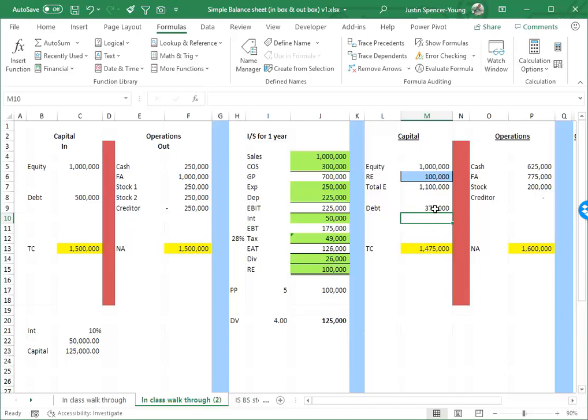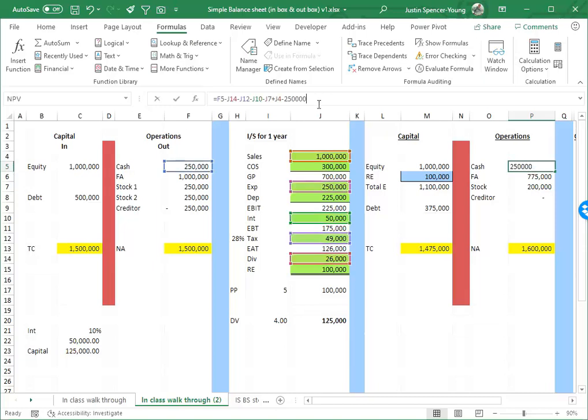Now we need to process this transaction through the cash as well. So here we can subtract from that the capital repayment, and that will adjust our cash, and then our balance sheet will remain balanced. Okay, so that's creditors done, and that's the debt capital repayment done.